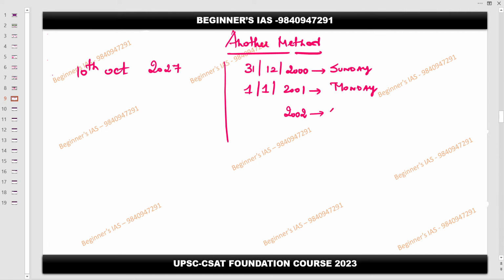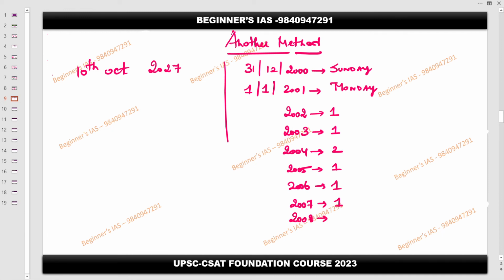So now listen, 2022 contains 1 odd day. 2023 contains 1 odd day. 2024 contains 2 odd days. 2025 contains 1 odd day. 2026 contains 1 odd day. 7 contains 1. 8 contains 2 odd days.